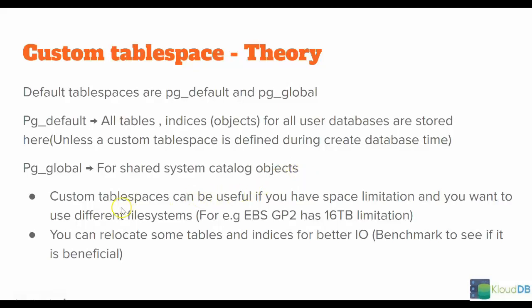We can also create custom tablespaces. Let's say you have a space limitation and you want to use a different file system. For example, in EBS, or when you're using EBS GP2, there's a 16 terabyte limitation, or you could have other limitations that you come across and you want to have a custom tablespace. It is also beneficial sometimes to relocate tables and objects to better IOs.